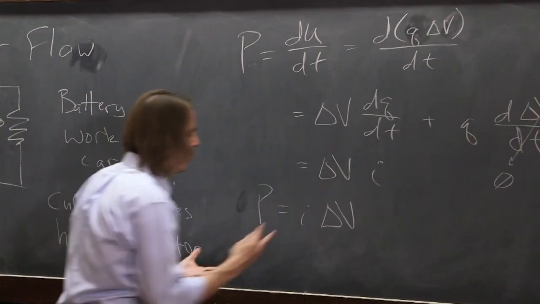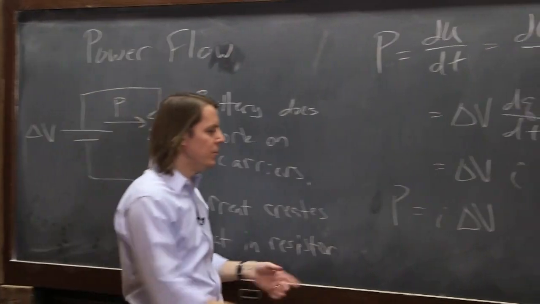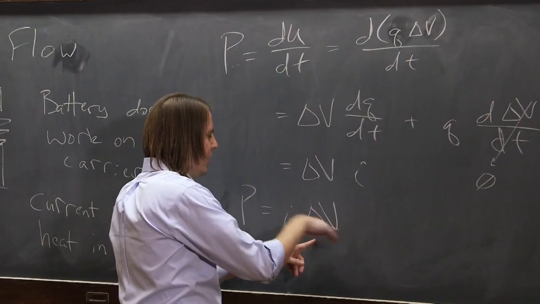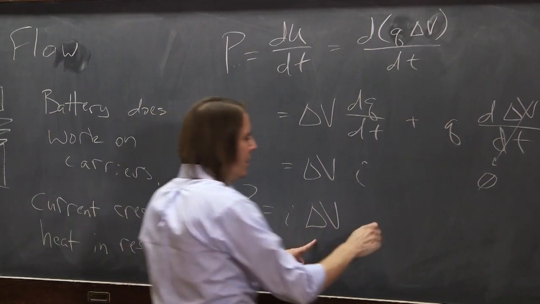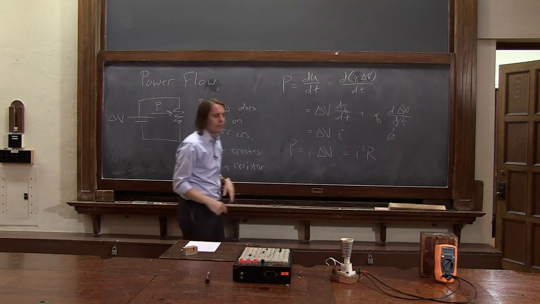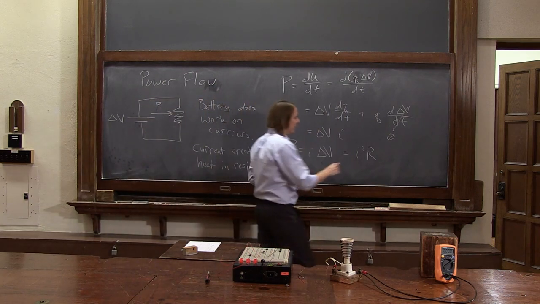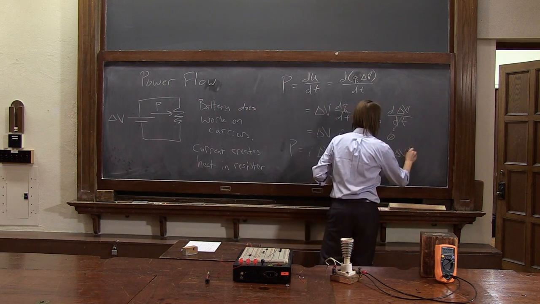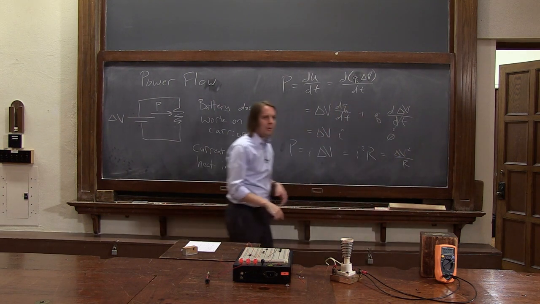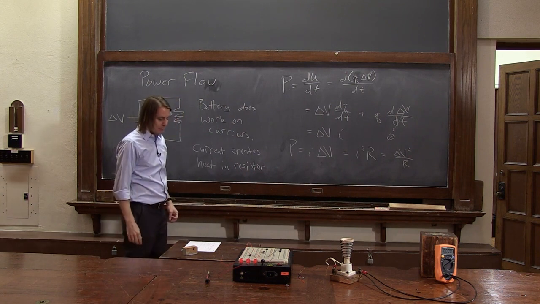Sometimes you see it written different ways. You might have a circuit where you just know the current and you just know the resistance. You want to know the power. Well, you could use V equals IR here, and that would be I times R. So P is also often written I squared times R. Or you could get it in terms of V and R. If you just know the potential and the resistance, you'll get that it's delta V squared over R. Between V, I, and R, there's several ways you can write the expression for power.